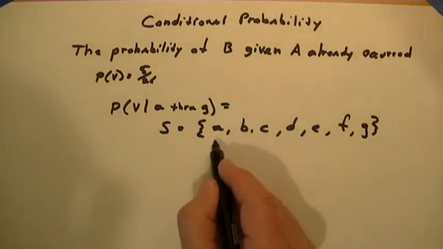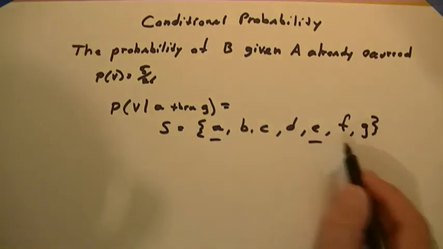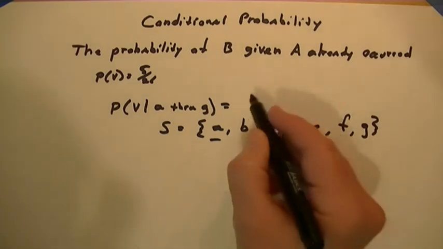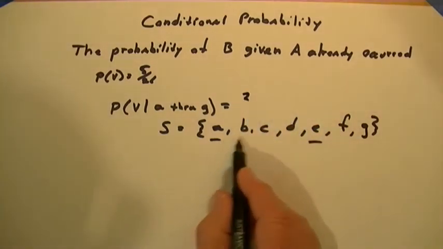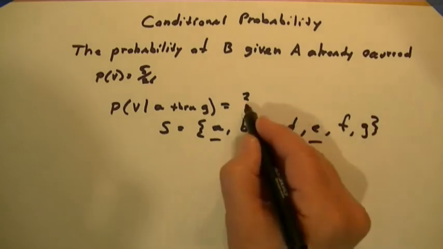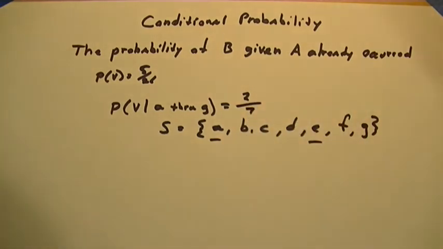And in this case, we've got an A here and an E here. So there's 2 favorable outcomes, and there's 1, 2, 3, 4, 5, 6, 7 total possibilities. And so our probability of selecting a vowel, given that we know the outcome is going to be a letter from A to G, is simply 2 out of 7. And that's all a conditional probability is. Just put some constraints on the probability and look at it that way.